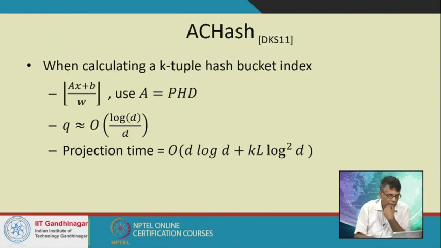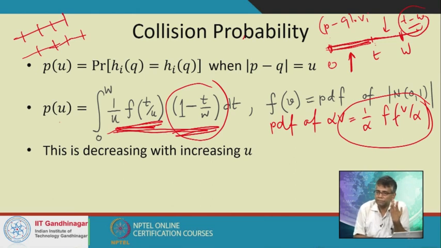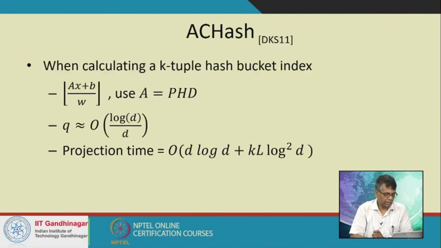Now, why is this useful? What we want to say is that if I do something other than the independent Gaussian, I want to make sure that the collision probability does not increase beyond what it was in the independent Gaussian case. This is how we are going to analyze this.